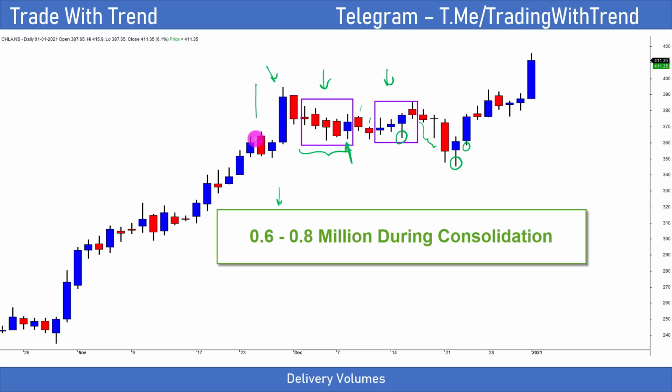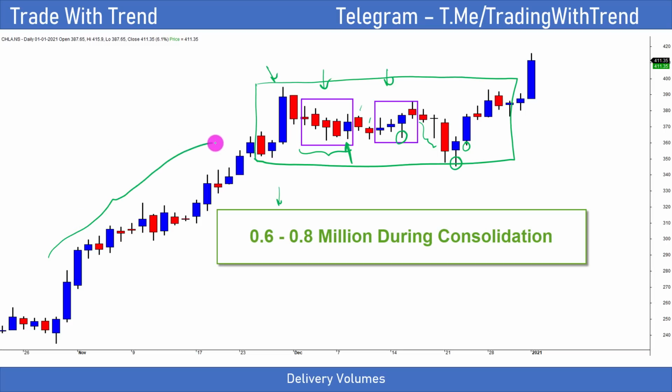So in a consolidation phase, this is where understanding delivery volumes is important. Most of the time you will see traders paying a lot of attention to the breakout phase. I feel this is not exactly a true picture of what is going on in the market. It is only in the consolidation phase that in-depth volume analysis and delivery volume analysis gives you a clue about what is going on. And in this stock, in the consolidation zone, whenever price was trying to move lower, delivery volumes were on the lower side.